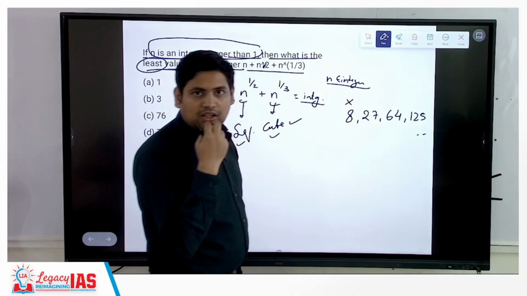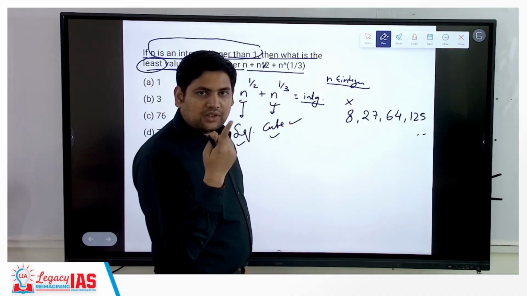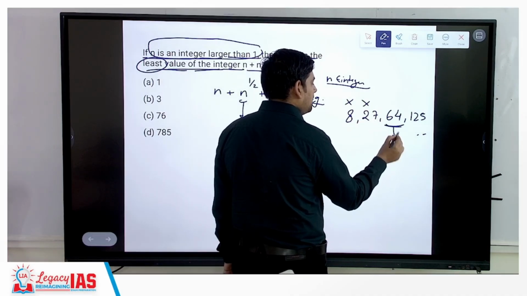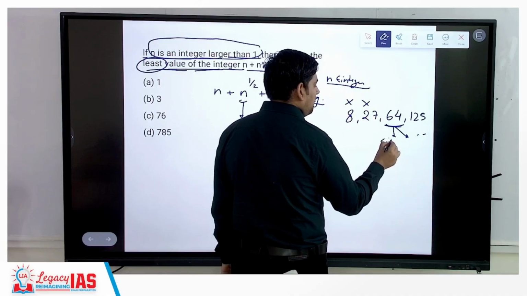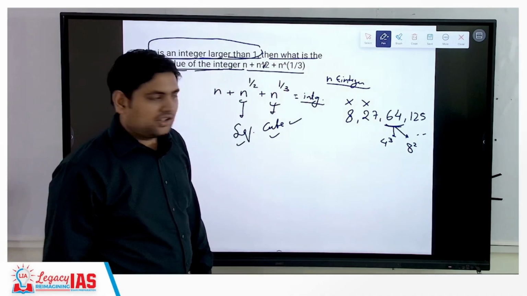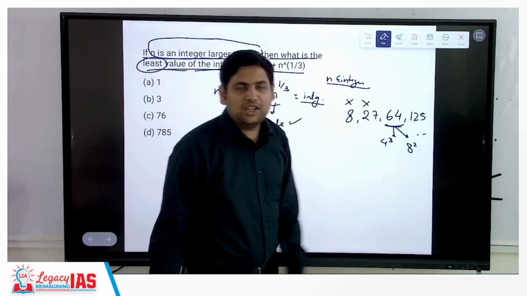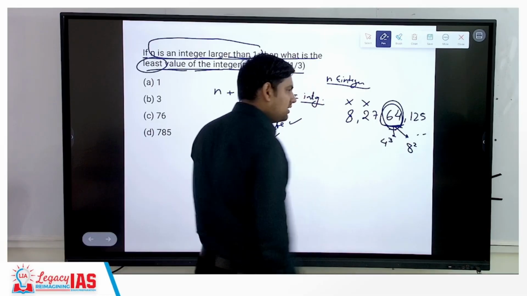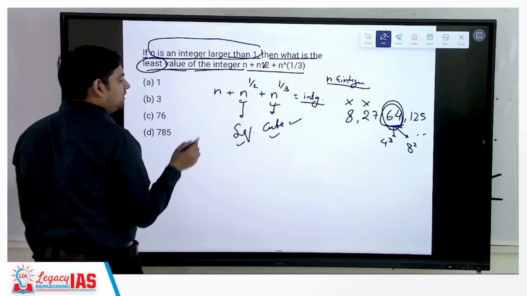27 is a cube of a number, but not a square of a number. 64 is two things. This is 4 cube also and 8 square also. Correct? So it is a square of a number also and a cube of a number also. So this becomes your least integer which has such a property. So you put 64 here, you will get the value.